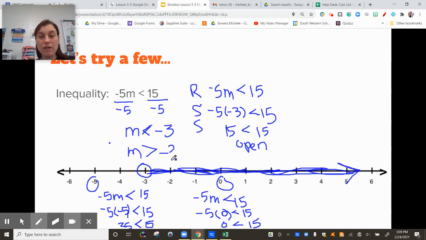See how now my inequality here matches the arrow? It's going this way. So it looks like it flipped. It's like the opposite of what I thought it was. It's actually greater than -3.